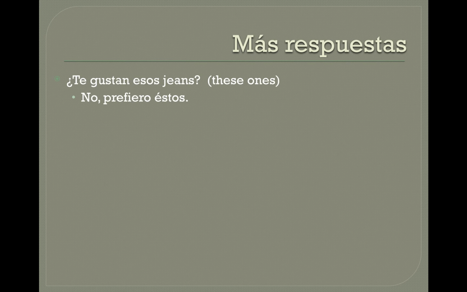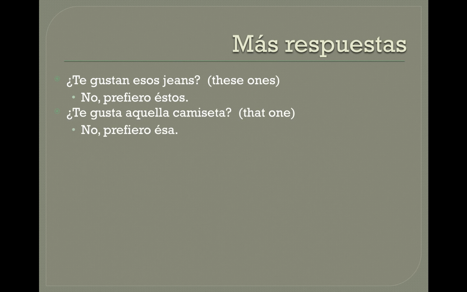The style of question that you'll be asked on quizzes and tests is to respond with pronouns. So for example, do you like those jeans? If someone was to ask you, do you like those jeans? And you wanted to respond negatively and say, no, I prefer these ones. There's no need to repeat the word jeans in your answer. You could just say, I prefer these ones, instead of saying, I prefer these jeans. So you'd say, no, I prefer these ones, éstos, referring to jeans. So switching the esos over to estos and adding an accent.